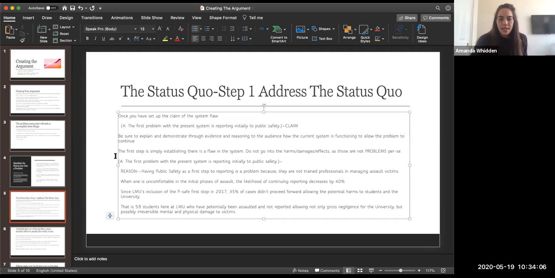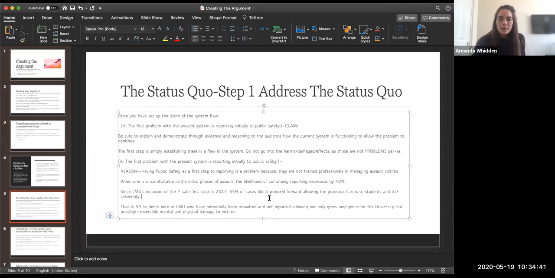The important thing here is where we start to break that down. Remember, by just putting out percentages, it does not make a lot of sense to our audience. And to be able to then start to do those numbers, what does it look like? And so what we've done here is, again, the potential harms, that's 59 students here at LMU who have potentially been assaulted and then not reported. Now, that allows for not only gross negligence on the university, but also possible irreversible mental and physical damages.